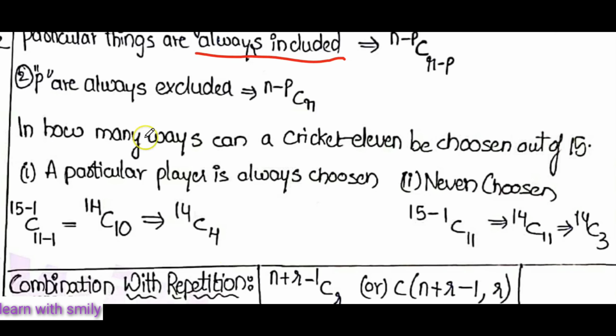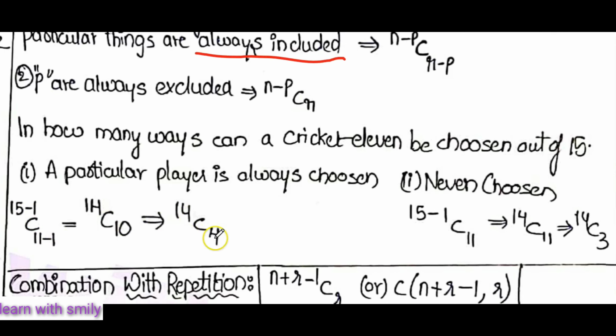Next, in how many ways can a cricket 11 be chosen out of 15? First one is always chosen, second one is never chosen. So for a particular player, one player is always chosen and one is never chosen. When it is always chosen, the formula is n minus p C r minus p. So 15 minus 1 C 11 minus 1 equals 14 C 10.